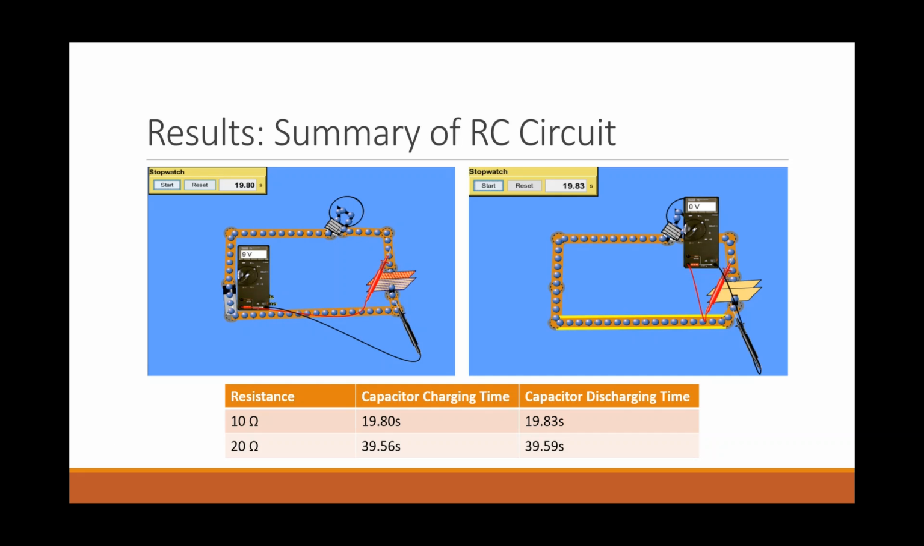I then looked at inserting a 10 ohm resistor and a 20 ohm resistor, and then the capacitor charging time and capacitor discharging time. Initially, a battery was placed in when the capacitor charged and then removed when it was discharged.